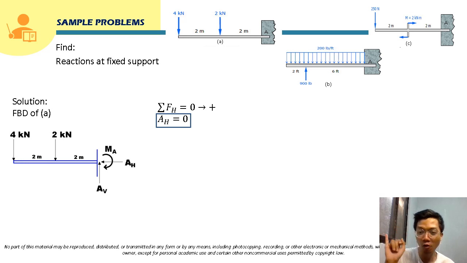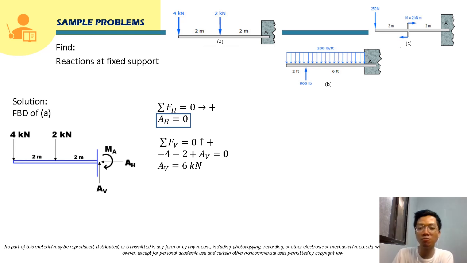Now to solve for AV and MA, we can use two equations: summation of forces vertical and summation of moment. We can start with the summation of forces vertical since we only have one unknown vertical reaction force, so we can directly solve for AV. Summation of forces vertical is equal to 0, positive for upward forces. The 4 kilonewton force is downward, so it will be negative. The 2 kilonewton force is also downward, so it will also be negative. And AV is upward, so it will be positive, equal to 0. So our AV here will be 6 kilonewton.